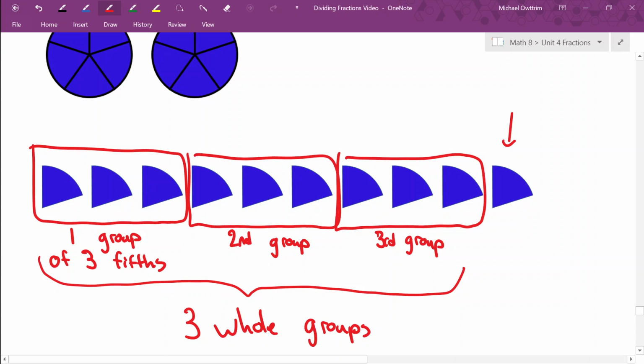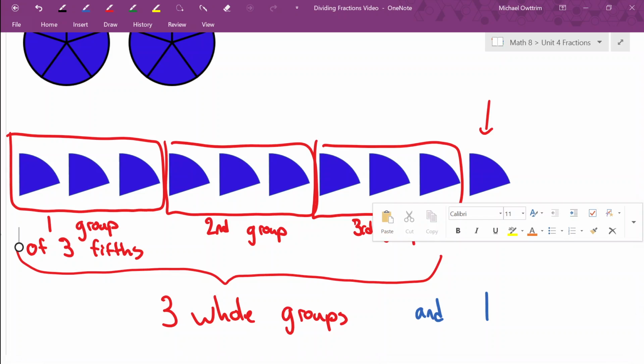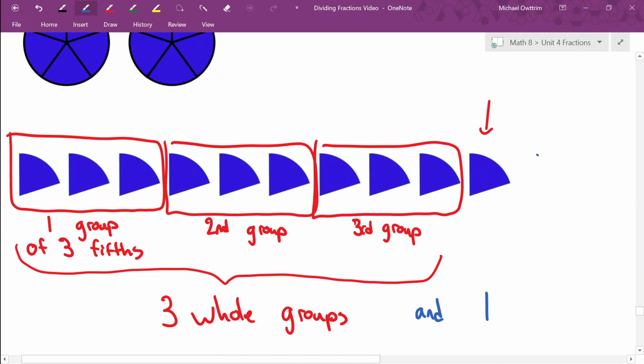And how much is left over? Well, I have one section, obviously. But that's 1 out of what? Is it 1 out of 5 or 1 out of 3? Well, remember, we're trying to make groups of 3/5 at a time. And fifths, this tells us the shape. So what we have is 1 out of the 3 that we would need for another group.